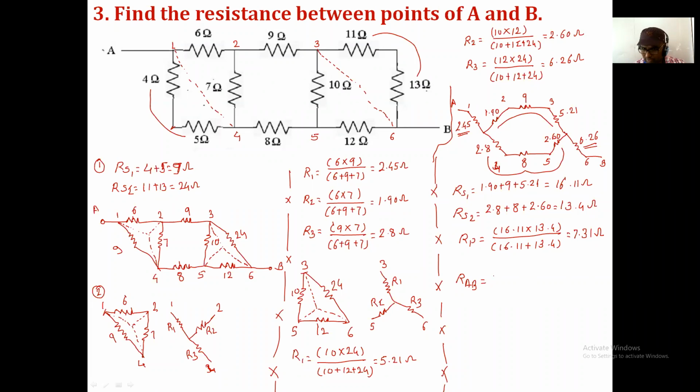Correct. So 2.45 plus 7.31 plus 6.26, so that R_AB, the resistance between the points A and B, is 16.02. This is the final answer. Is it right?